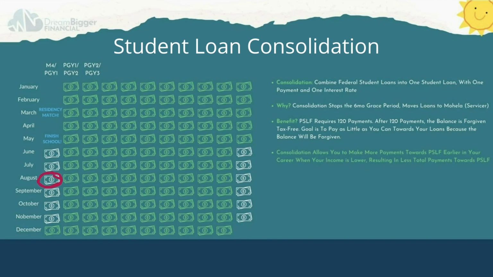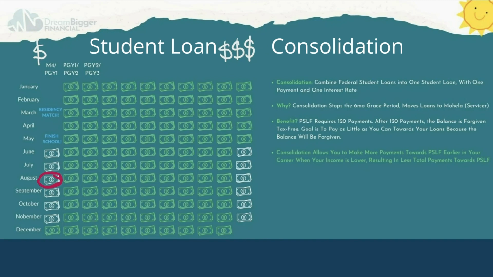And why that's so powerful is earlier in our careers, our income is lower than later in our careers. The goal for us with public service loan forgiveness is we want to pay as little towards our student loans as possible, because at the end of the 10 years, if we qualify, our loans get forgiven tax-free. So there is no benefit for us to pay more towards our student loans. Additionally, if you recall, when we enrolled in an income-driven repayment plan, our income is calculated based off of our tax return or our pay stub.